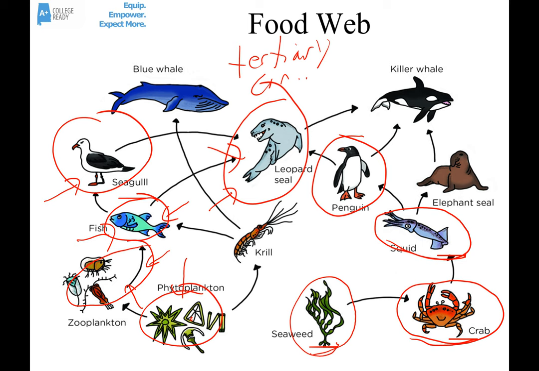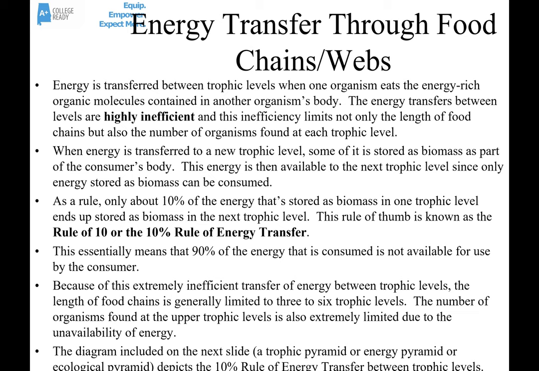So let's talk about energy transfer through a food chain or food web. Energy is transferred between trophic levels when one organism eats the energy-rich organic molecules in another organism's body. These energy transfers are very, very inefficient. And because they're so inefficient, this limits not only the length of the food chain and the number of trophic levels, but also the number of organisms found at each trophic level.